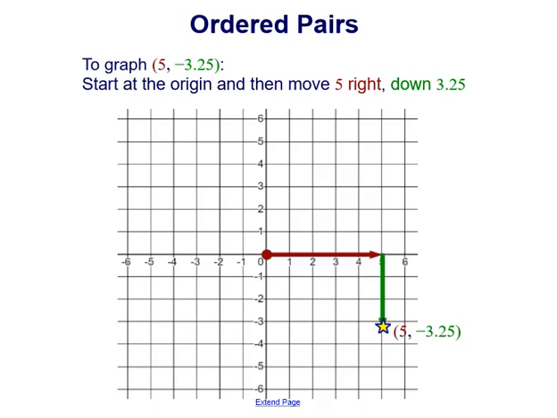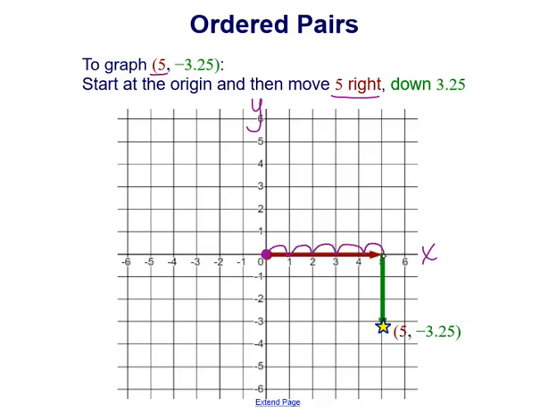Here's another example. It says to graph 5, -3.25. So we start at the origin at the ordered pair 0, 0, where the x and the y axis are intersecting. And then the first number in the ordered pair is 5, so we're going to go 5 to the right from the origin. 1, 2, 3, 4, 5.